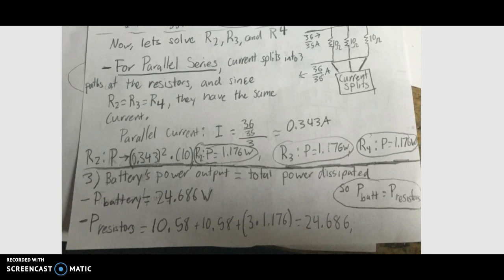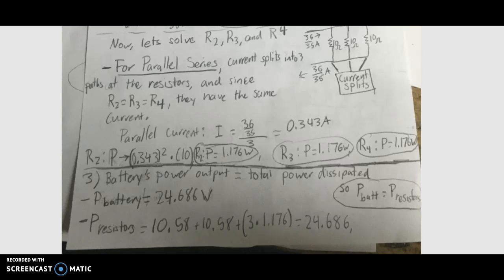Now finally, to the last part, part 3, the battery's power output. We have to make sure that it is equal to the total power dissipated, because that is how circuits work. A circuit's power output is always equal to the total power dissipated. So the power of the battery is equal to 24.686 watts, as we found in the first step of the problem.